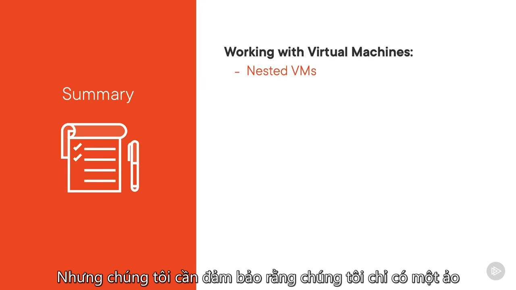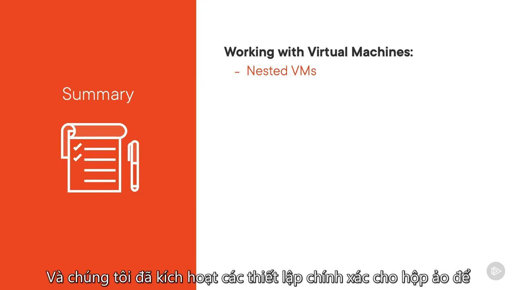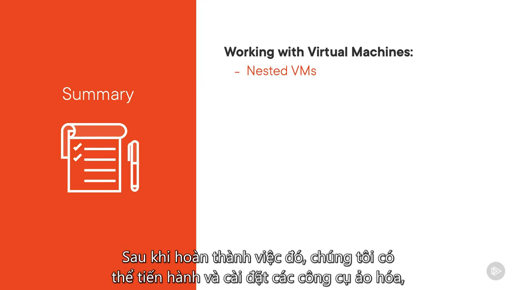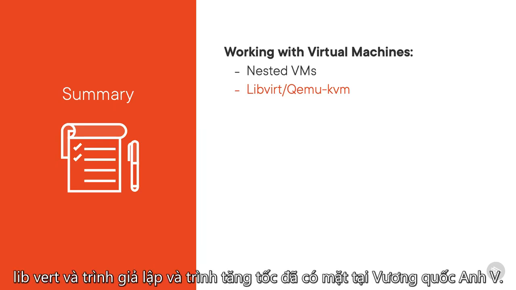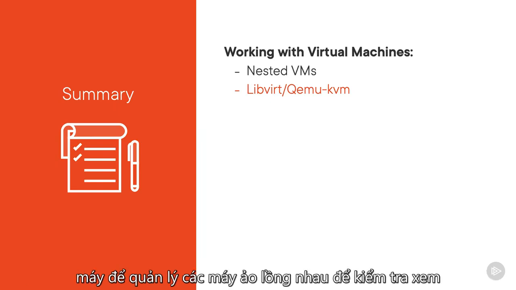But we needed to make sure that we had just the one virtual machine running, so Ubuntu 2, with 4 gig of RAM, and we enabled the correct settings for VirtualBox to allow nesting of virtual machines. With that done, we were able to go through and install our virtualization tools, libvirt, and the emulator and accelerators QEMU KVM. These are going to act as our hypervisor on our virtual machine to manage the nested virtual machines.